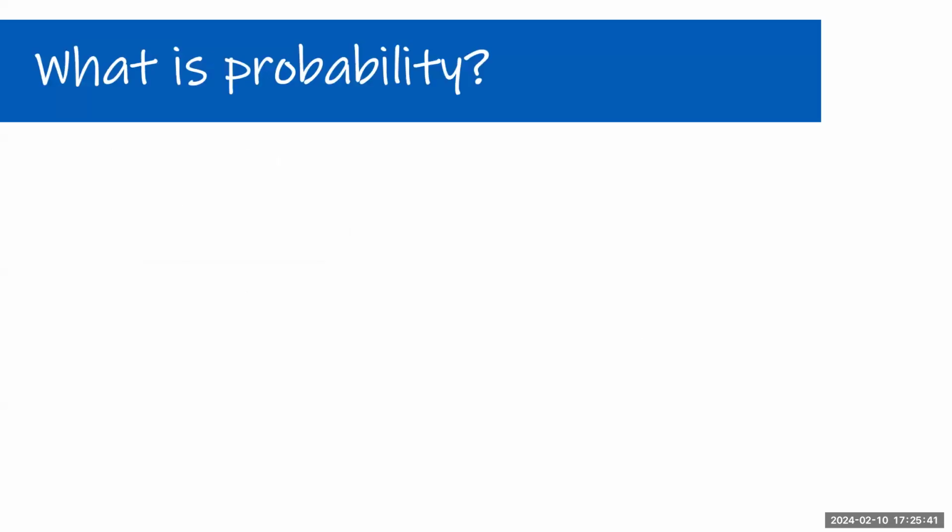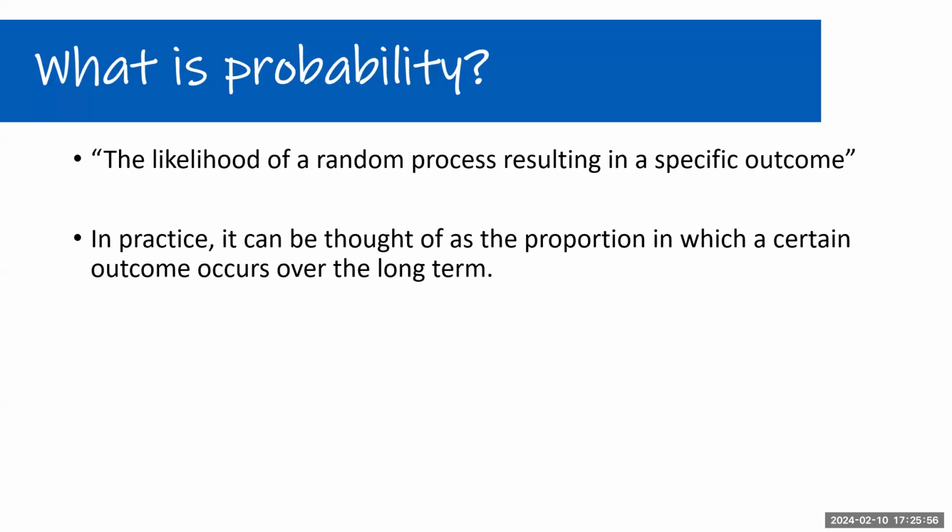Okay. So first things first, I want you to think about what is probability. If I had just asked you standing in a classroom or standing in the hallway, hey, what do you think probability is? How would you define it? Well, mathematically speaking, we say that probability is the likelihood of a random process resulting in a specific outcome. That's a very technical definition of it.